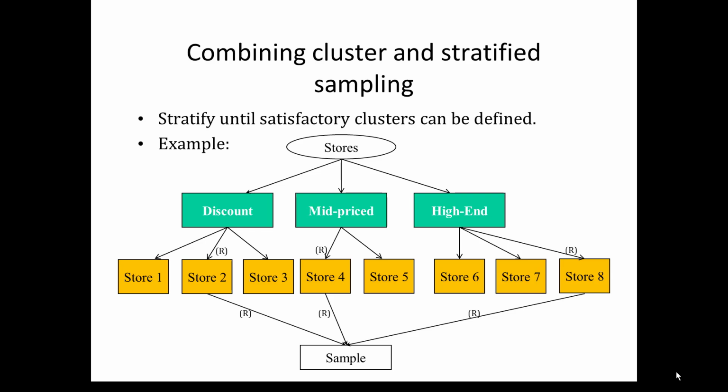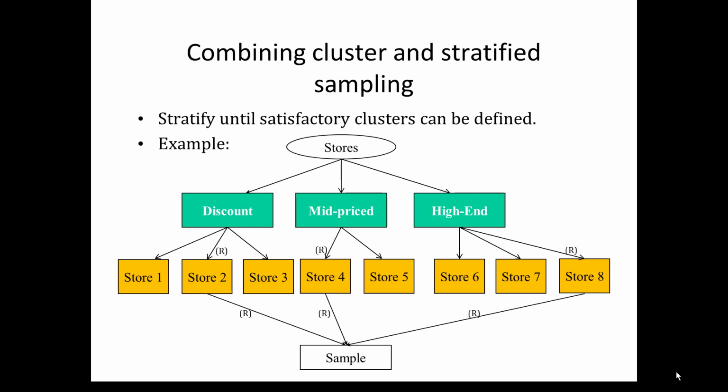So you should first stratify the stores based on the aspects that are relevant to your research objectives. For example, you might decide that the price level of the department stores is the most important basis for segmenting them. You would then divide the stores into 3 segments or strata: discount, mid-priced, and high-end, such that stores within a stratum are similar to each other. This is represented by the green rectangles in the diagram. So these are the strata.